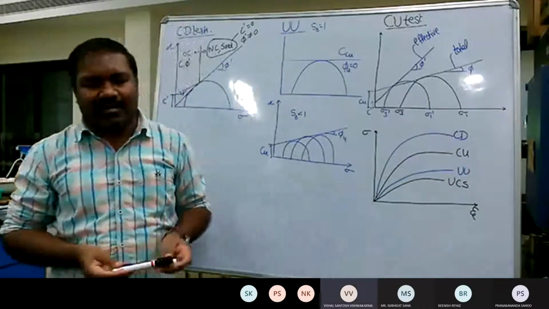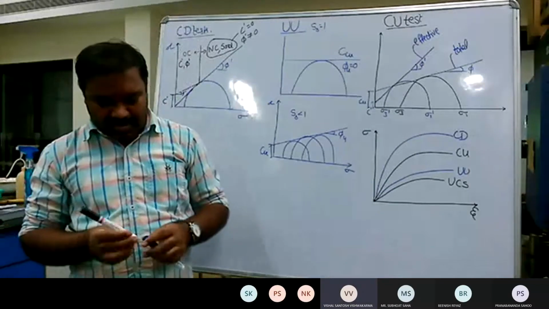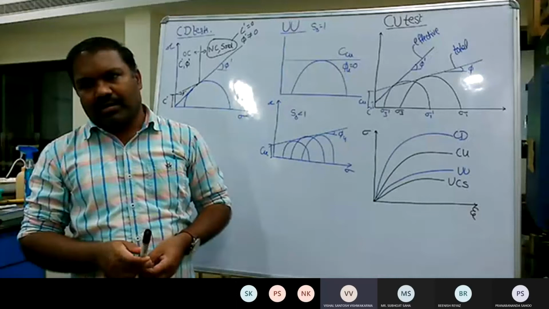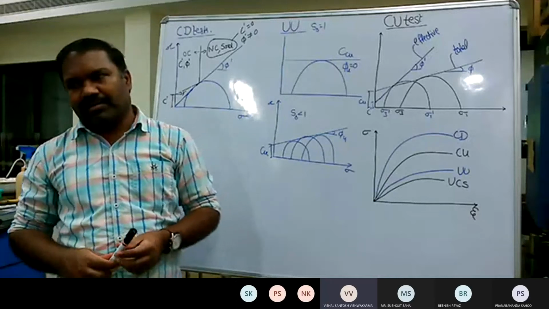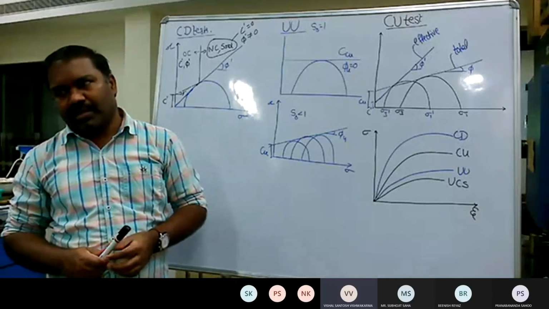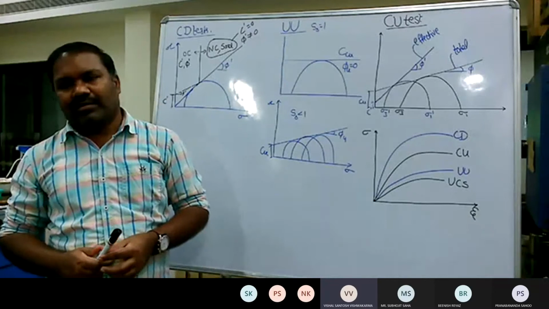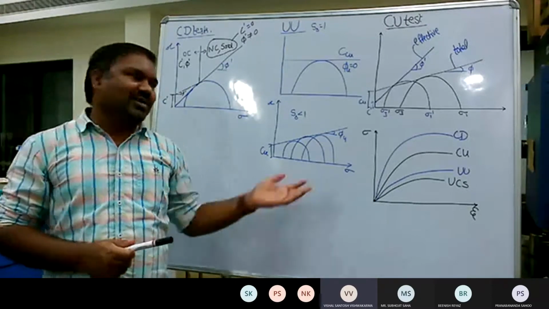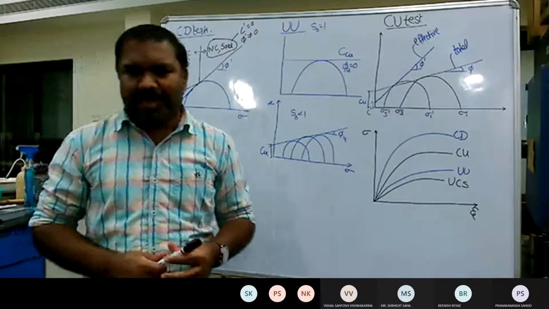Sir, initially the soil contains some c value and phi value, but in the CD test the c value is totally zero, sir. Why, sir? It should contain some amount of cohesion also, no, sir? See, that's what I told you just now.